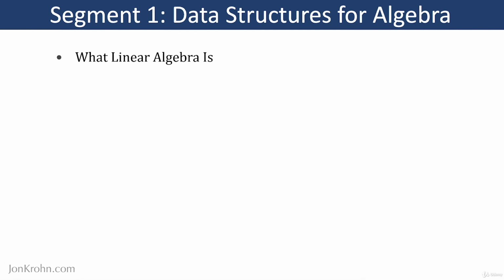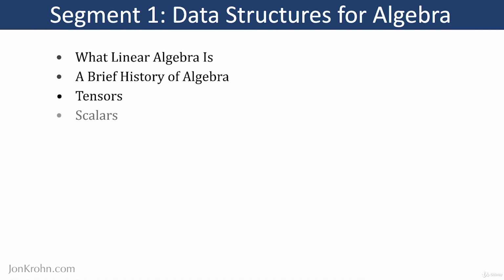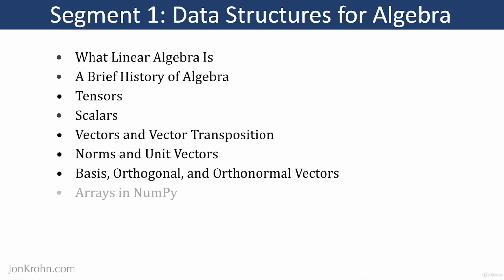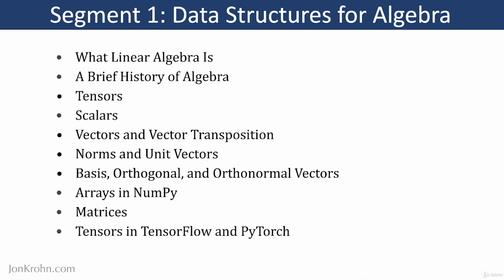All of the topics in here are what linear algebra is, a brief history of algebra, tensors, particular types of tensors, including scalars, vectors, simple manipulation of vectors such as transposition, ways of characterizing vectors like norms, and special types of vectors like unit vectors, more special vectors, basic, orthogonal, and orthonormal. We're going to tackle building vectors in NumPy and other types of tensors, as well as matrices, tensors more generally in TensorFlow and PyTorch, the 2 most popular automatic differentiation libraries.